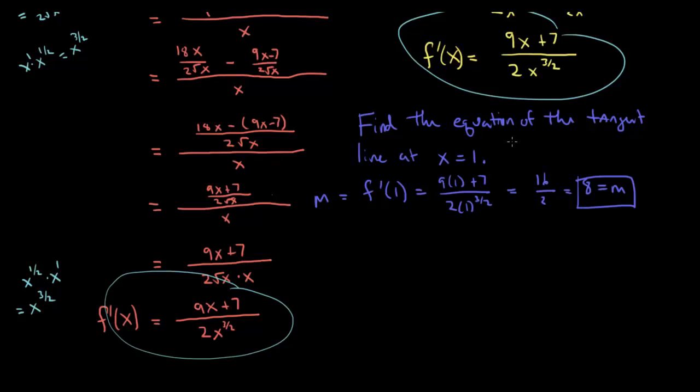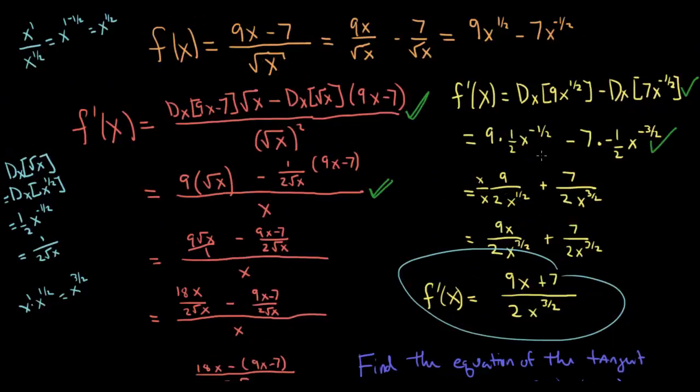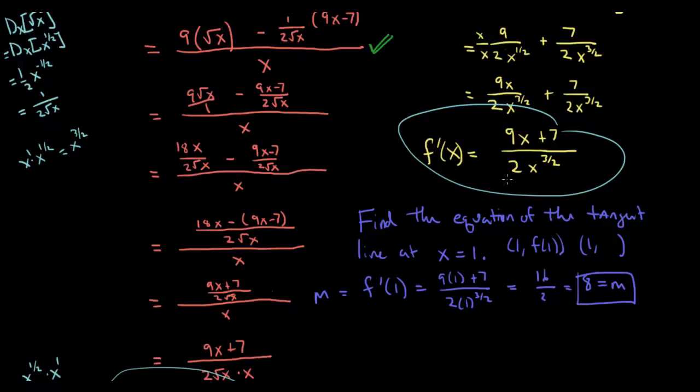So essentially we're going to have a point 1 comma f of 1, and I need to figure out what f of 1 is. So we have 1 comma what? Going back to the original equation up here, what's f of 1? Well, f of 1 is 9 times 1, which is 9, minus 7. 9 minus 7 is 2. 2 divided by the square root of 1. The square root of 1 is 1. So 2 divided by 1 is 2. So the y value here is 2.